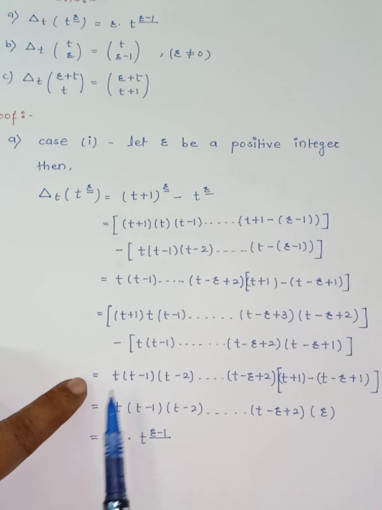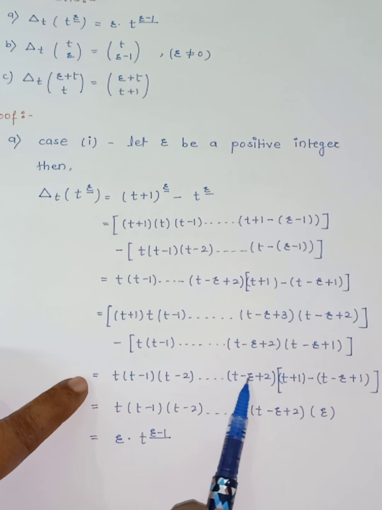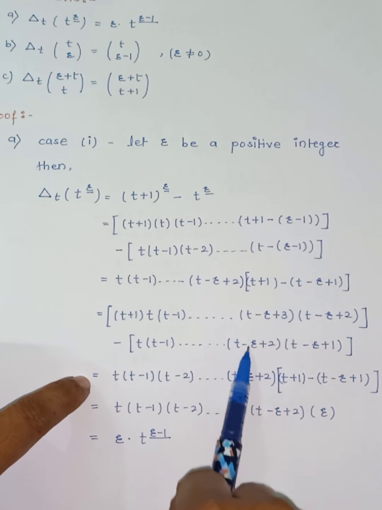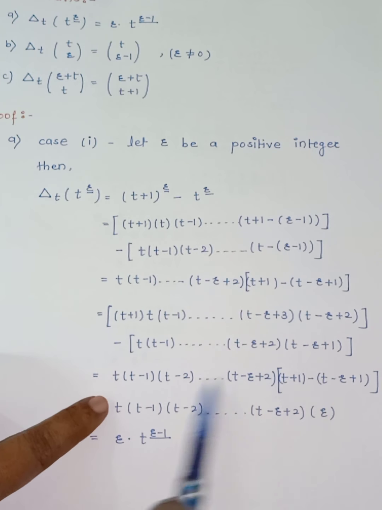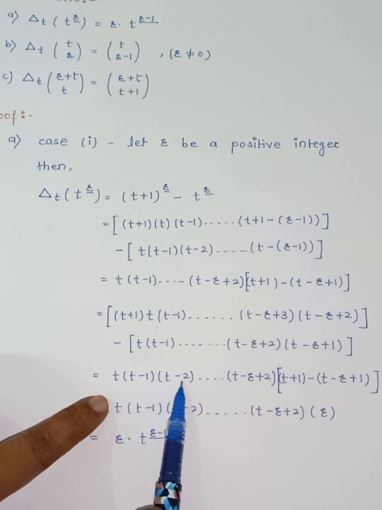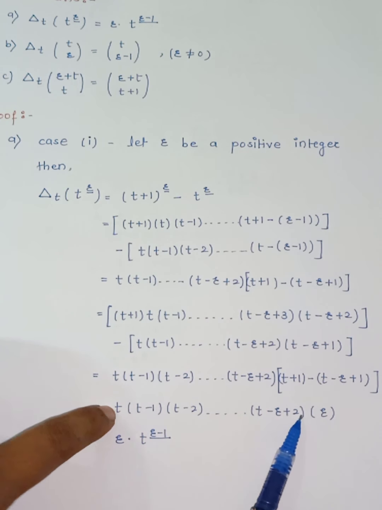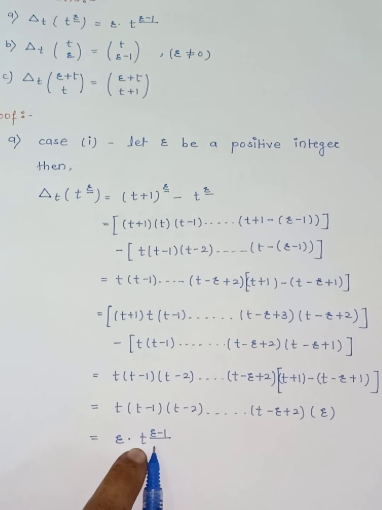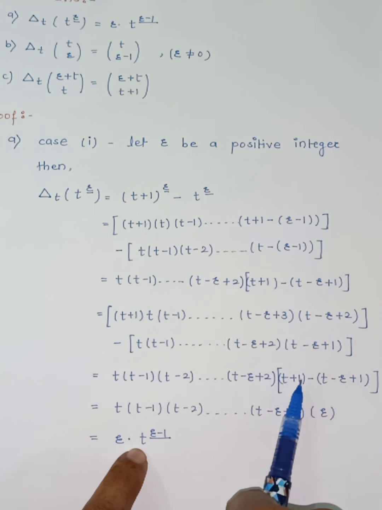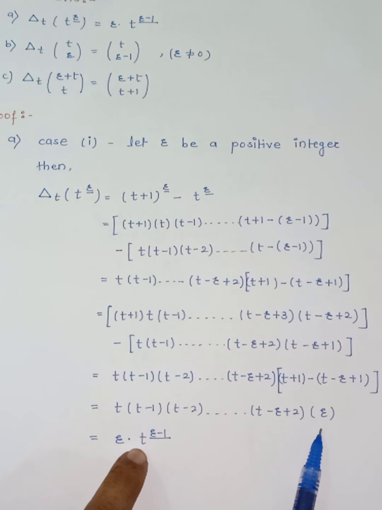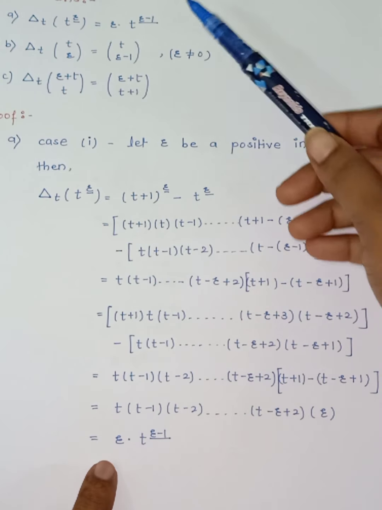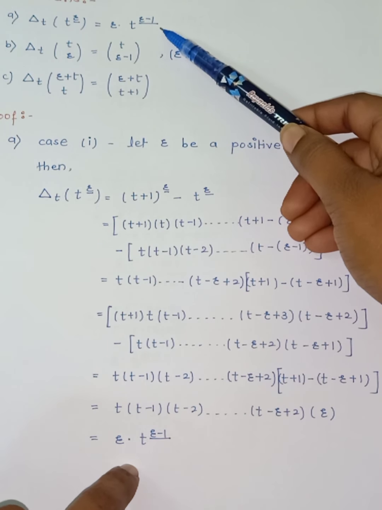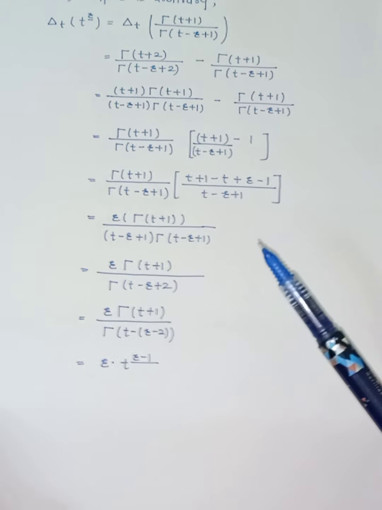Okay, then what we get, t into t minus 1, t minus 2 and so on up to t minus r plus 2 is common in both of these, and what remains is t plus 1 minus t minus r plus 1. So what is t into t minus 1, t minus 2 up to t minus r plus 2? It is t to the falling r minus 1, and here t will be cancelled and plus 1 minus 1 will cancel, so remaining is r. So r into t to the falling r minus 1 is remaining. Okay, this is the same we have got. And the second case is if r is arbitrary.